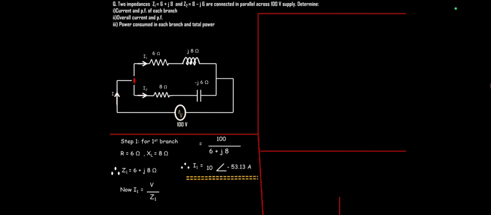Similarly, we can find out the power factor. Power factor is given by cos phi, and phi is already there, that is 53.13. So let us take the cosine of this 53.13.